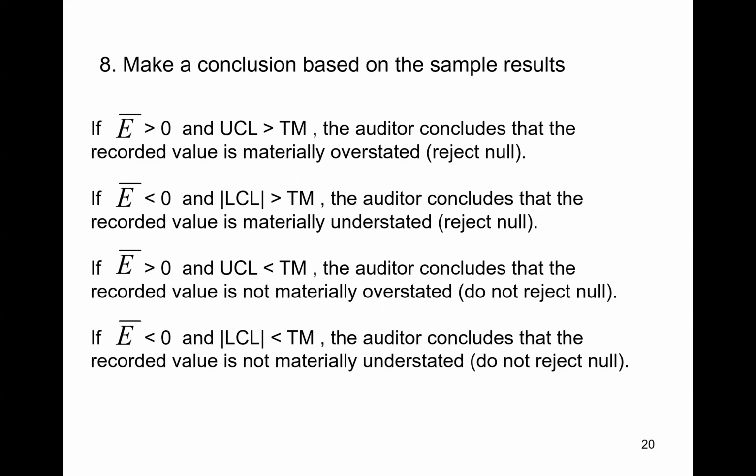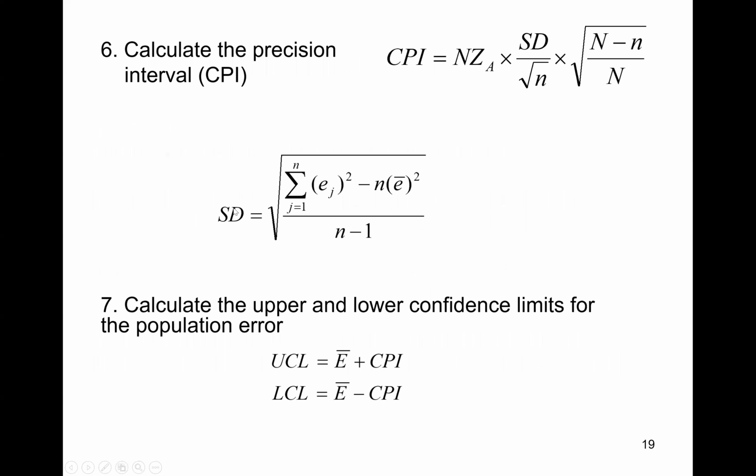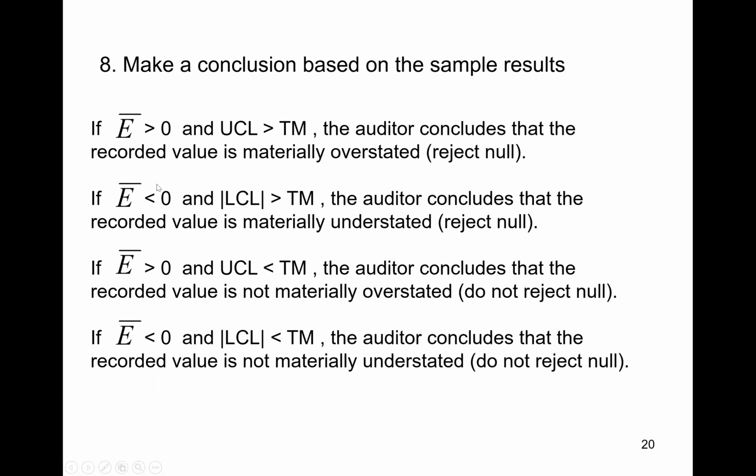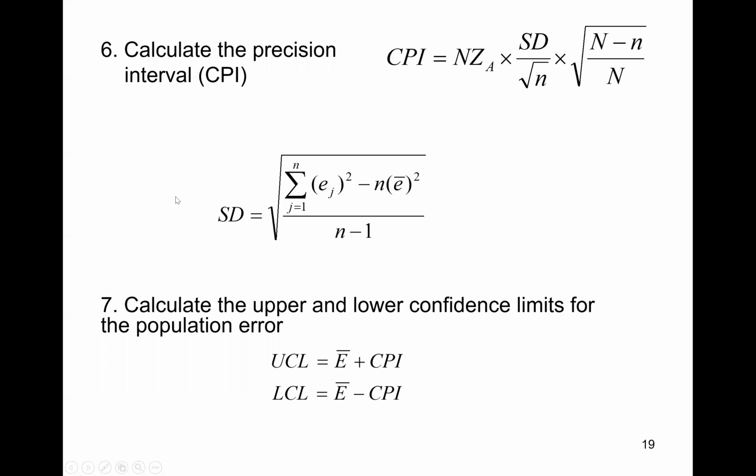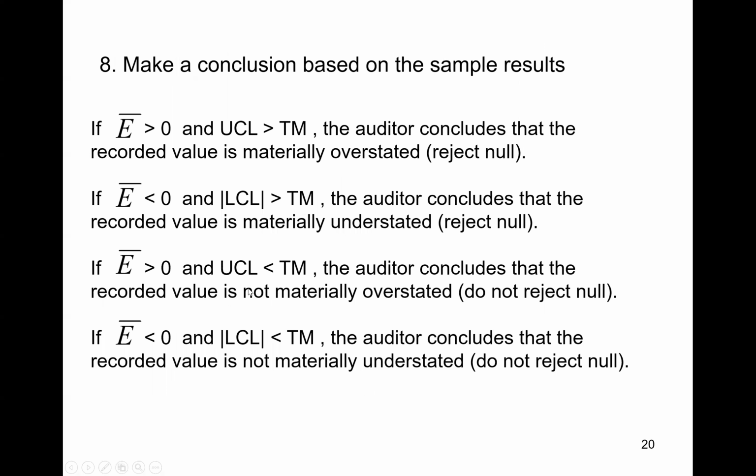Okay. Now the opposite is true in the case of understatements, right? The only thing with understatements is you have to take the absolute value of the lower confidence limit. Because remember, the lower confidence limit is E bar, which is negative here, right? Because the balance is being understated. So you want to take the absolute value of that, this negative number minus sampling risk, and compare that to the auditor's tolerable materiality threshold. Okay, so if there's an understatement and this understatement is larger than what the auditor is willing to tolerate, the auditor will conclude it's materially understated.